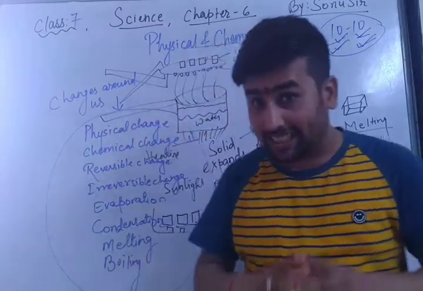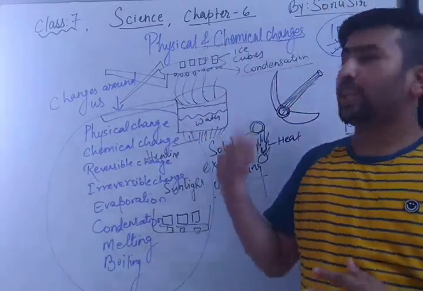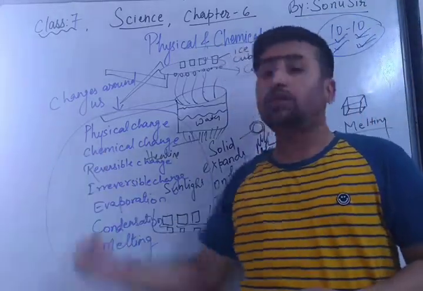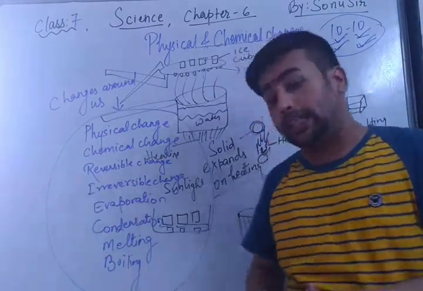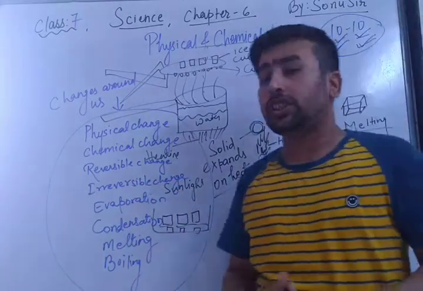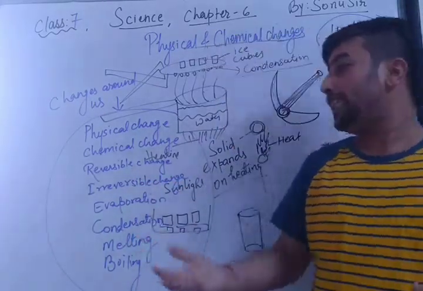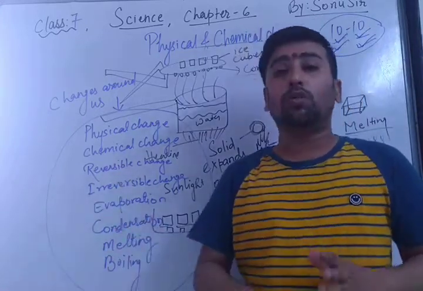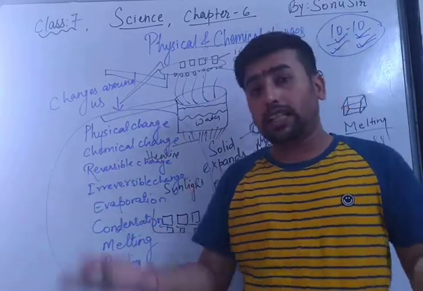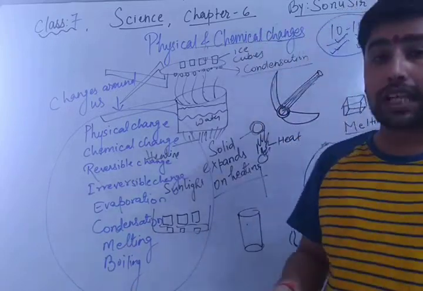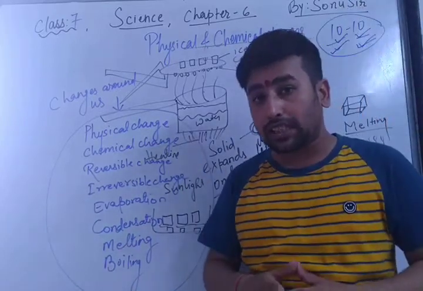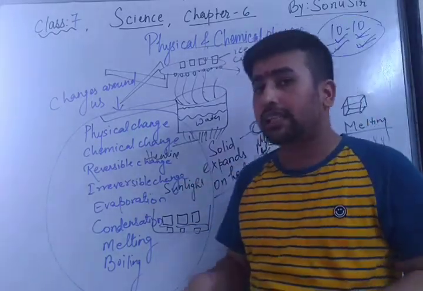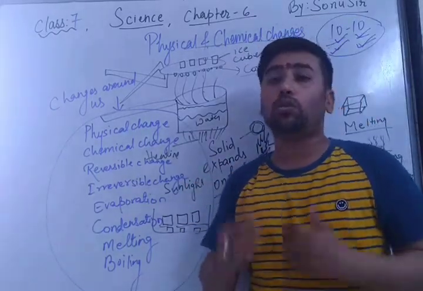Today we are going to discuss class 7 science chapter number 6, physical changes and chemical changes. In this chapter, a few topics I have already explained to you in the previous videos: reversible changes, irreversible changes, physical changes, chemical changes. What are the definitions of all these four? What is the difference between reversible and irreversible? What is a physical change? What is a chemical change? What is the difference between a physical change and a chemical change? All these things we have already cleared in the previous video, so we will go through a new concept.